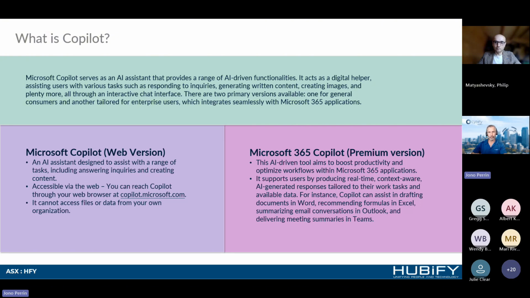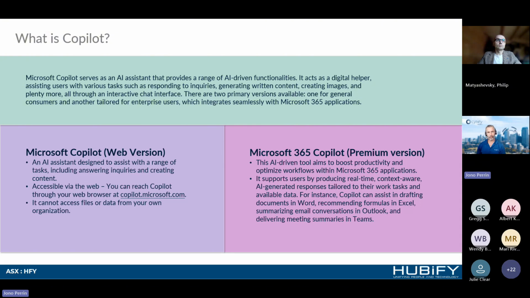There's two primary components. One is the free version. That's the Microsoft Copilot web version. It's available for everybody at copilot.microsoft.com. And I liken that to being very similar to ChatGPT, which most know about. The difference with that one is it can't access your internal organization files or data from your own organization. So it's not going to pull that information for ongoing workflows and that type of thing.